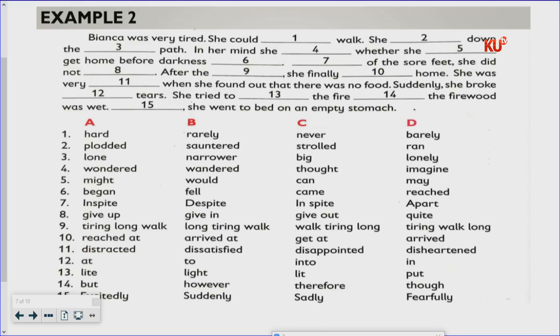She plodded down the path. She could barely walk. She plodded down the dash path. She plodded down the long path, the narrower path, the big path, the lonely path. So which is the correct pick there? She plodded down.